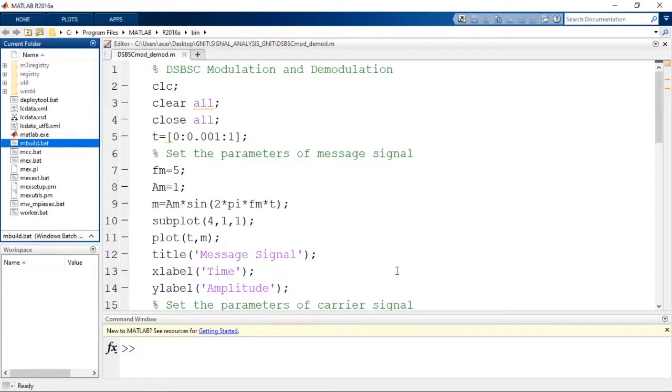Hi everyone. In the last two videos, I have presented how to simulate amplitude modulation and demodulation using MATLAB. We also simulated frequency modulation and demodulation using MATLAB. In this video, I am going to demonstrate DSBSC modulation and demodulation scheme using MATLAB program.